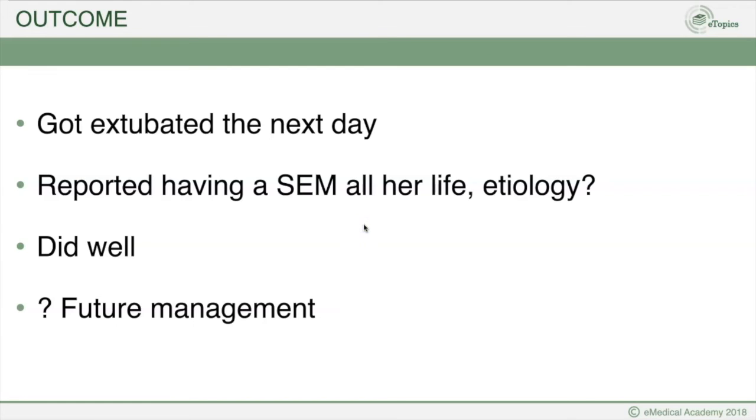The outcome was good here. The patient got extubated the next day, and when talking to her, she reported that she had a systolic ejection murmur all throughout her life. The etiology is unknown. She didn't have any prior echoes, and we didn't have any echoes to compare to. And she did well overall.